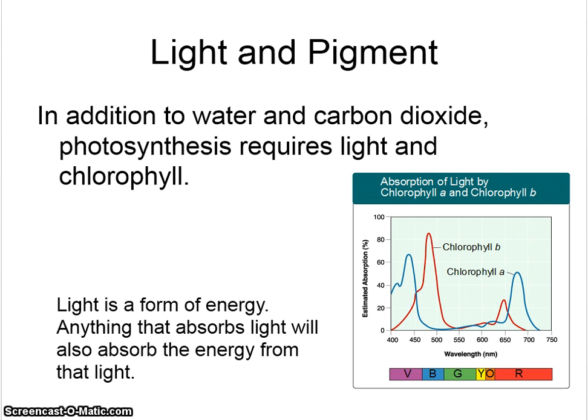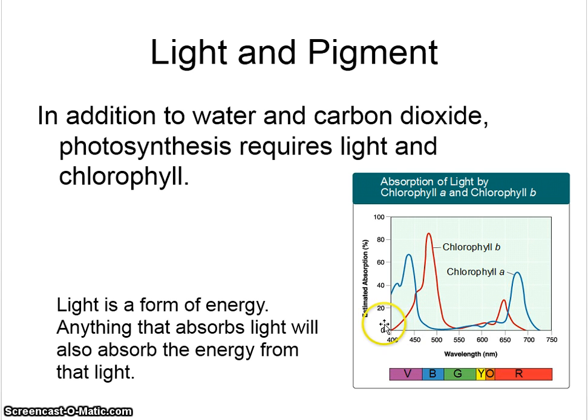Okay. Now, we perceive sunlight as being white. When we look outside, we observe it as a white light, but actually you can break that down into all the colors of the rainbow, Roy G. Biv. And there are different types of chlorophyll inside a chloroplast, and these different types of chlorophyll absorb different colors of light. And light is a form of energy, and so anything that absorbs light will also absorb the energy from that light.